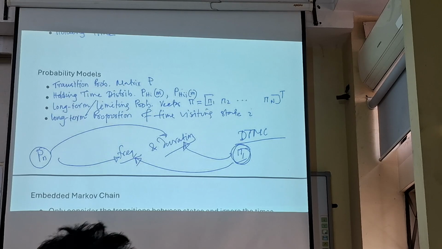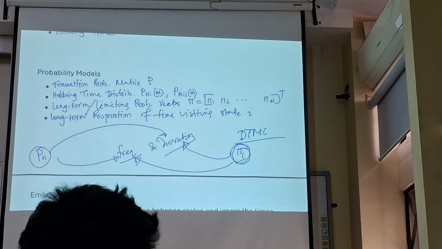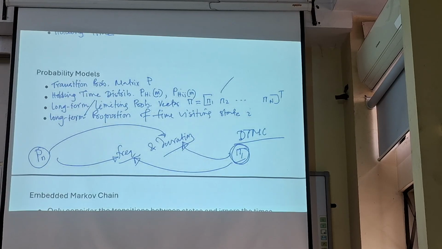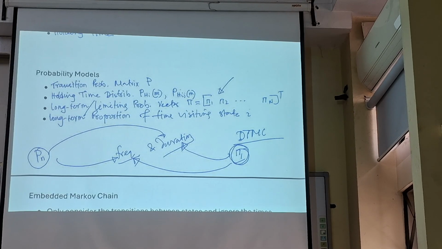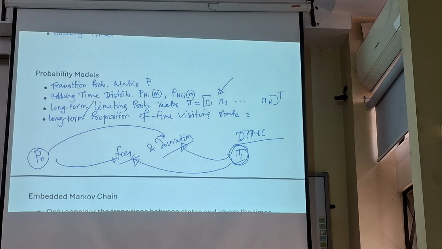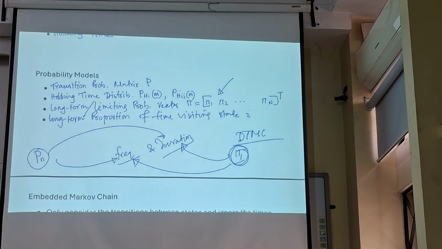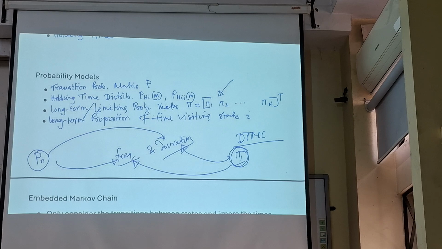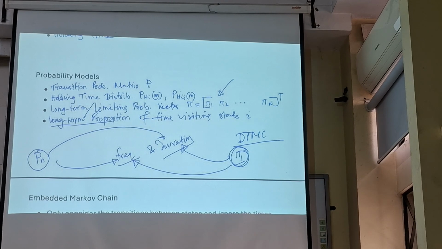However, in a semi-Markov model, the frequency that is defined by pi 1, pi 2, and pi n, and the fraction of time are not the same, because of the different distributions.